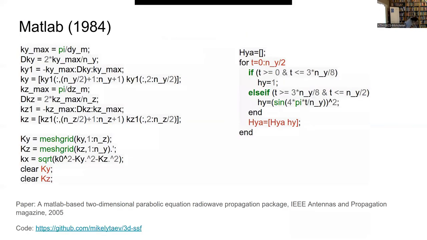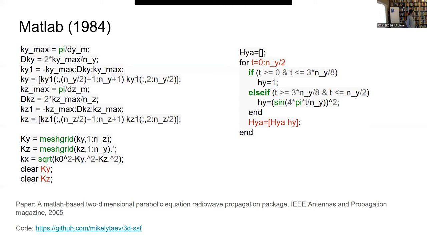And here we go to another scientific programming language, MATLAB, invented in the beginning of the 80s. This is real code, as with the previous piece of code. It's real code from a scientist from St. Petersburg, and a paper, a MATLAB-based two-dimensional parabolic equation water-wave propagation package, published in IEEE Antennas and Propagation Magazine, 2005. So this is MATLAB.